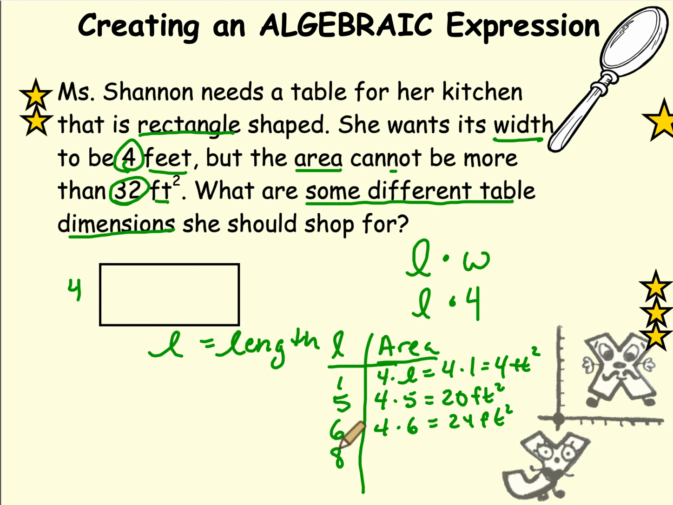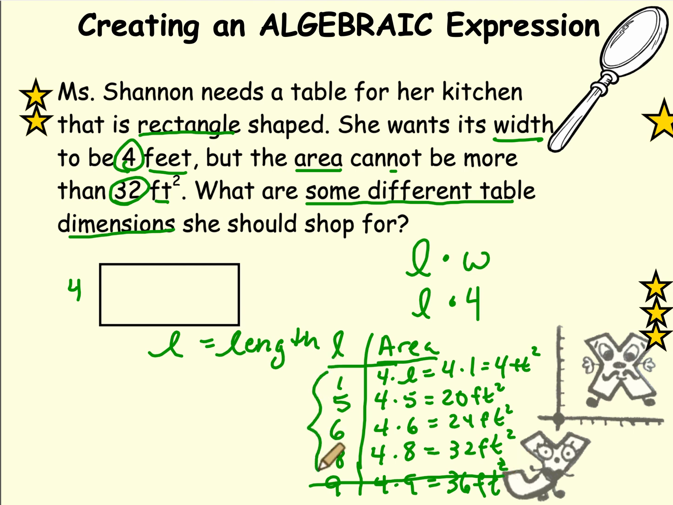What if we chose one that's 8 feet long? 4 times 8 is 32. So that still fits. So what if we chose one that is 9 feet long? 4 times 9 is 36 square feet. And that would not meet our criteria of the area not being more than 32 square feet, which means we can have a table that is up to 8 feet long.